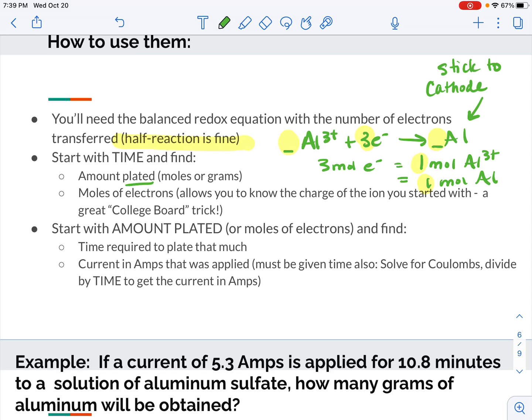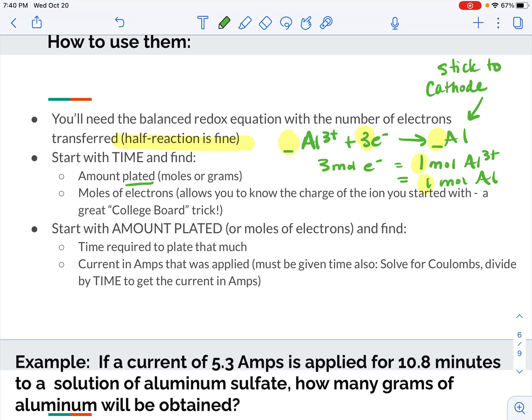So I just want you to kind of understand the terminology. So either you're going to start with time and figure out the amount that's plated, and the thing that works really well is to go through there. We'll talk about that. Or you could be solving for the moles of electrons.